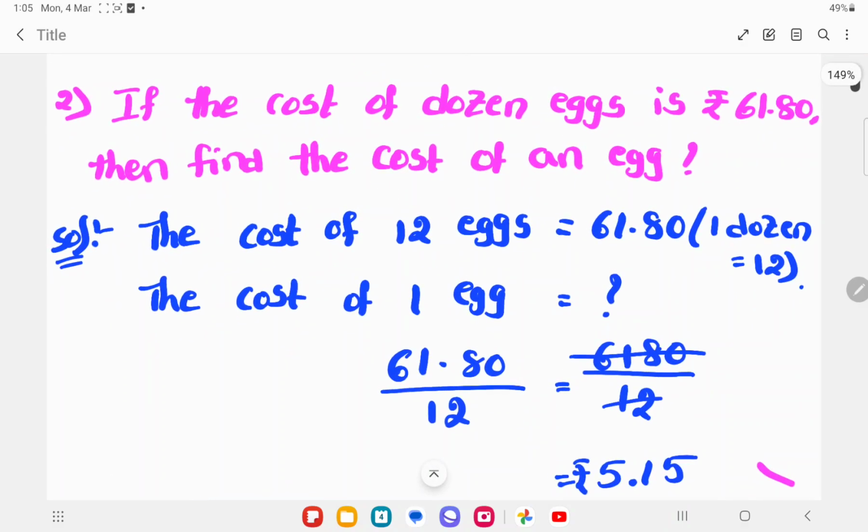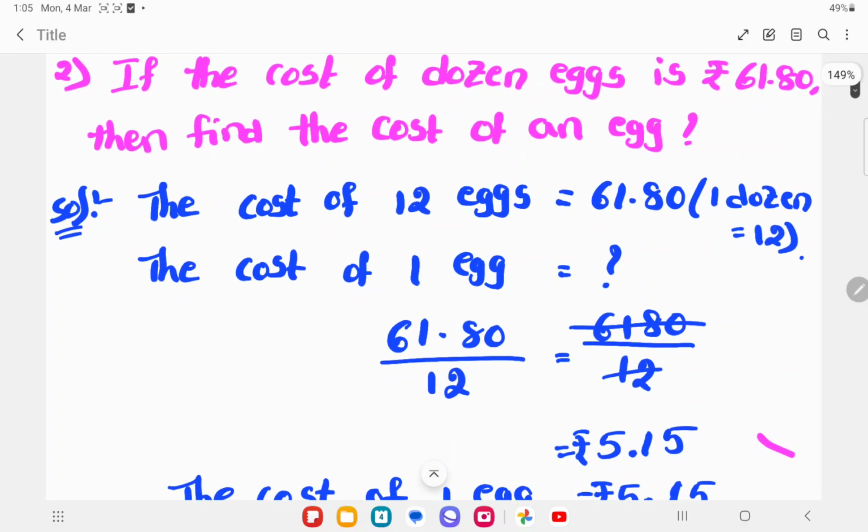Let's see the solution. The cost of 12 eggs. Here 12 means 1 dozen is equal to 12. So 12 eggs is equal to 61.80 rupees. Then the cost of one egg. To find the cost of one egg, we know what 12 eggs cost. So the cost of 12 eggs is 61.80 rupees. So 61.80 rupees is divided by 12.